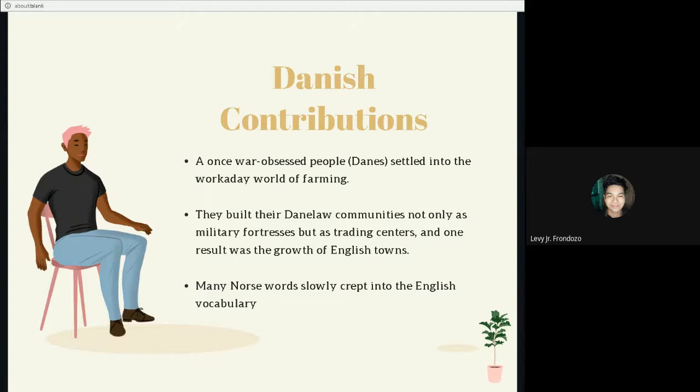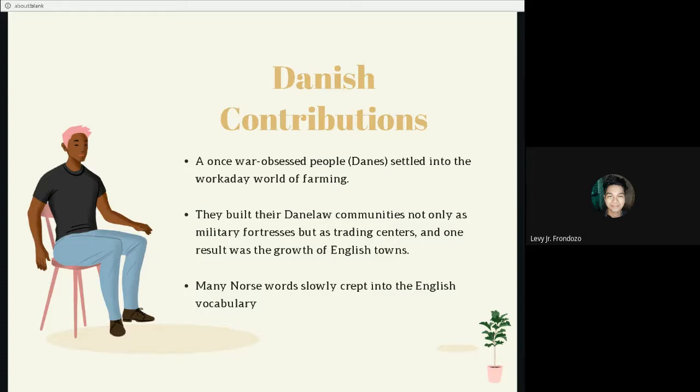So, like the Anglo-Saxons, the Danes spoke a Germanic language. So they were able to communicate easily with the English. In fact, many Norse words slowly crept into the English vocabulary. So here's another effect na many Norse words slowly crept into the English vocabulary. The word law is Danish, for example. Its use reflected the Danes' interest in legal procedures.